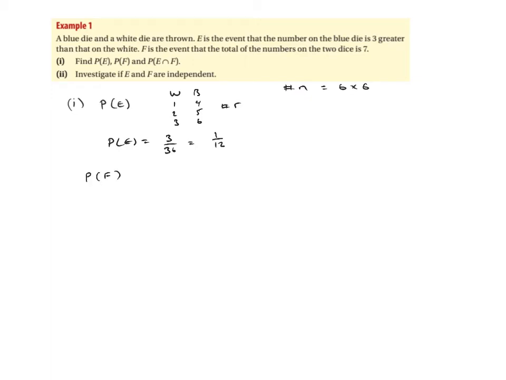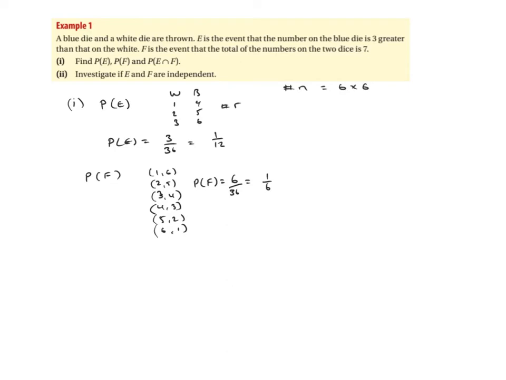So the probability of F, so it says the event the total of the numbers on the two dice is 7. Now again, we can very quickly get that out. We can get 1, 6, 2, 5, 3, 4, 4, 3, 5, 2, and 6, 1. Again, our #n is equal to 36, because that's the total number of outcomes. So hopefully you can see that the probability of F is equal to 6 over 36, which is equal to 1 over 6. So we now have the probability of F, and we have the probability of E.